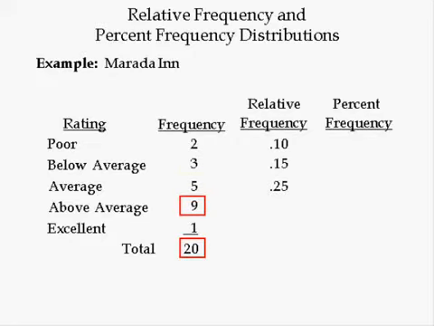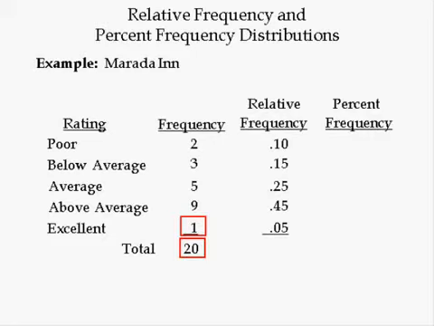Since 9 people rated Murata's quality as above average, the relative frequency of customers saying Murata's quality was above average is found by dividing 9 by 20. The relative frequency is 0.45. Since 1 person rated Murata's quality as excellent, the relative frequency is found by dividing 1 by 20. The relative frequency of excellent is 0.05.